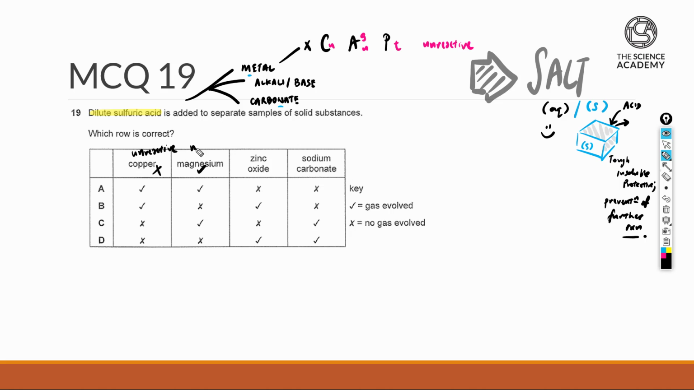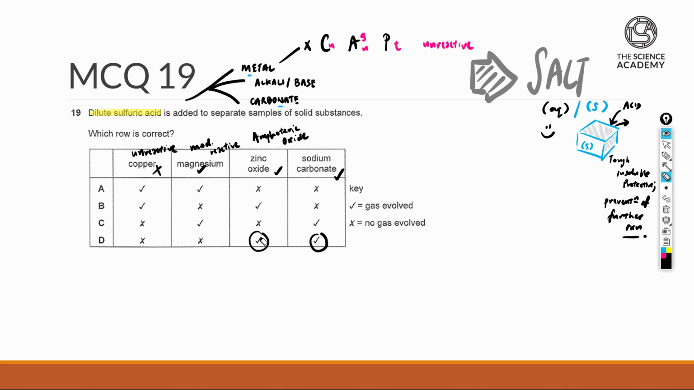Magnesium is fine, it's considered to be moderately reactive. Zinc oxide is considered to be fine because it's an amphoteric oxide that's capable of reacting with both your acids and your alkali. And sodium carbonate is going to be okay, it's just in the category of a carbonate itself. Right, so with that, we should be looking at a tick when it comes for zinc oxide, a tick when it comes for sodium carbonate, as well as a tick when it comes for magnesium.